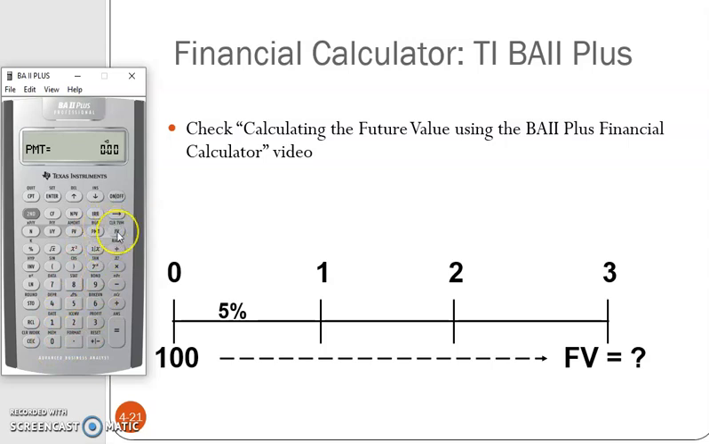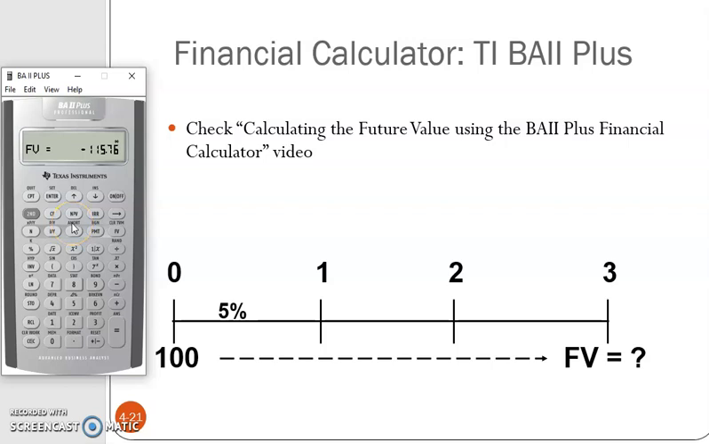Now I'm ready to calculate my FV. So I need to put in compute and FV. Once I've done so, the calculator calculates the future value to be equal to 115.76. So the future value of this $100 which I receive at time period t equal to 0 at 5% interest rate at the end of 3 years is 115.76. Notice the negative sign on the future value.